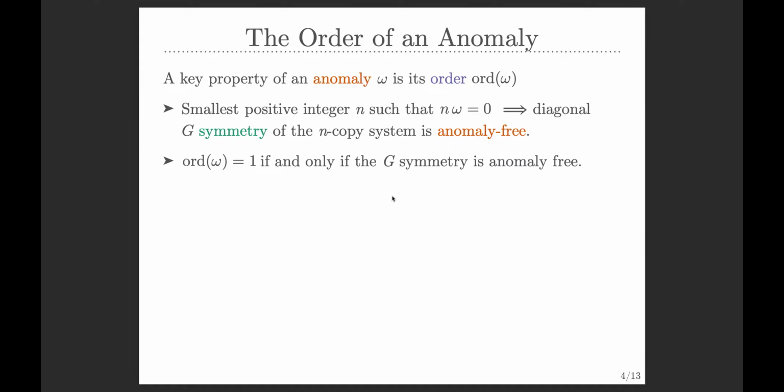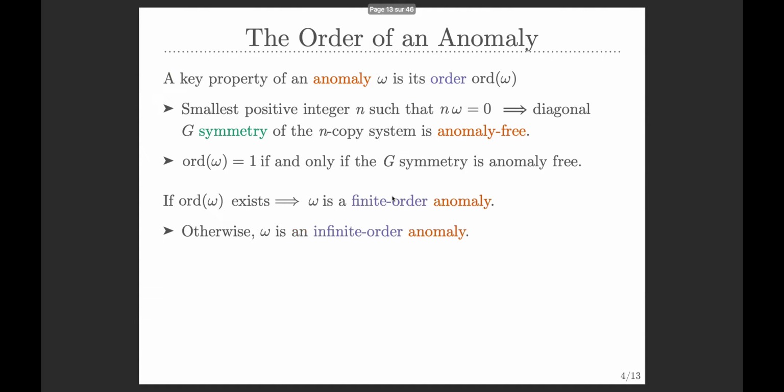And an anomaly can have order 1. If an anomaly has order 1, that's what we mean when we say that a symmetry is anomaly free. So that's one more piece of terminology. If the order of omega exists, then we'll say that omega is a finite order anomaly. And if it doesn't exist, then we'll say omega is an infinite order anomaly. Oftentimes when omega is an infinite order anomaly, we'll say that the order of omega is infinite.